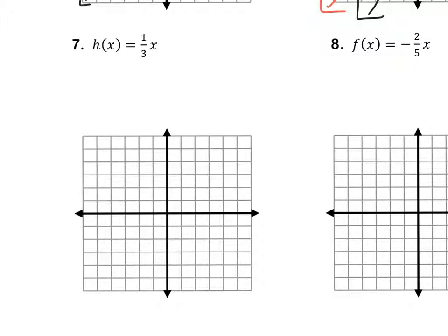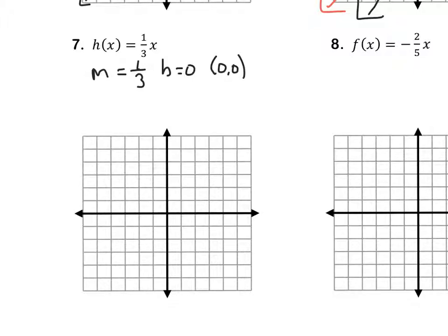Okay, so we have 3 more. So write this problem down. Here we have h of x equals 1/3 x. So we're going to graph that. So we have a slope now of 1/3, and we have a b of 0. And so we're going to start this graph at 0, 0.